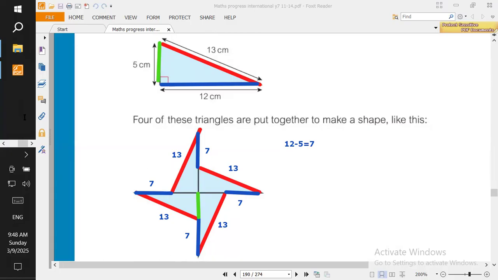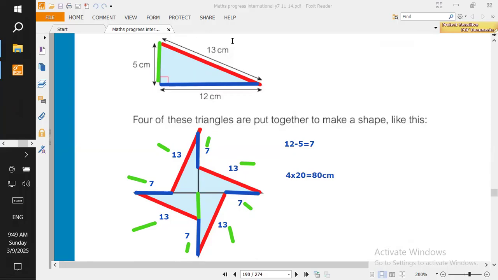After finding the missing lines, now I can find the perimeter of the whole shape by adding all the lines together. So here, let's label them. So this and this will be 20. This and this will be 20. This and this will be 20. This and this will be 20. So we have four 20s. When you add them together, 4 times 20 will equal 80. And because it's in centimeters, the answer should be in centimeters.